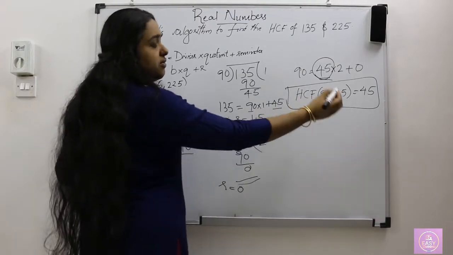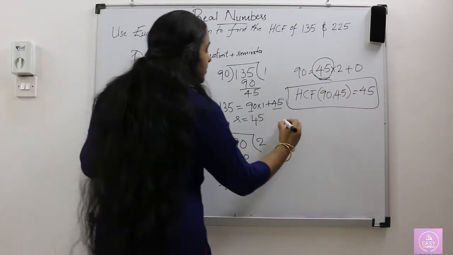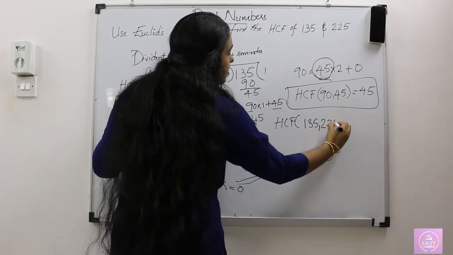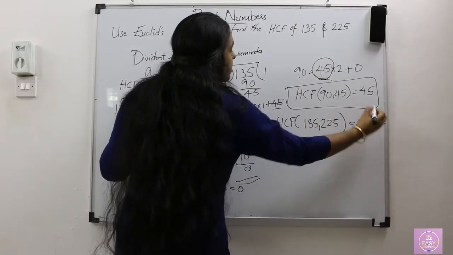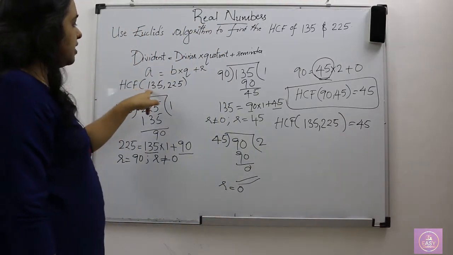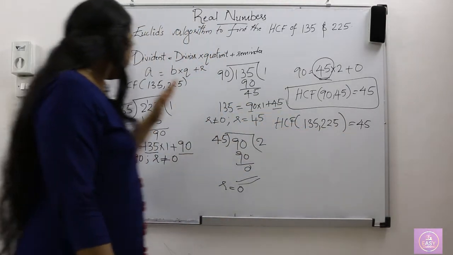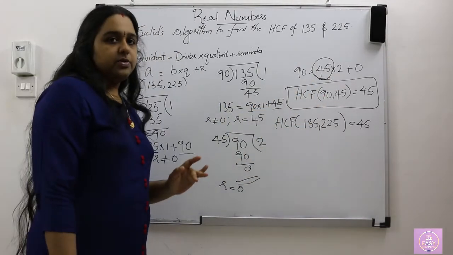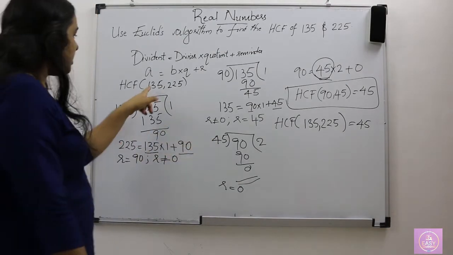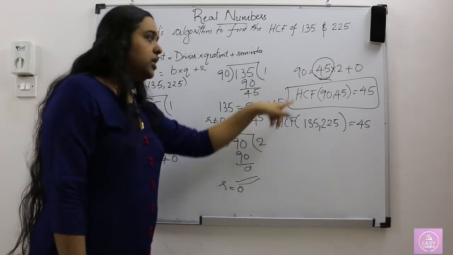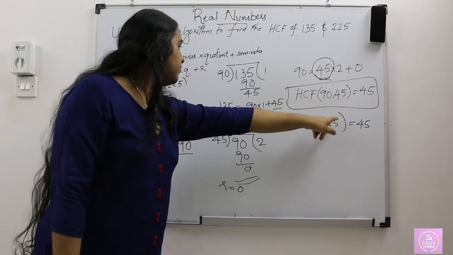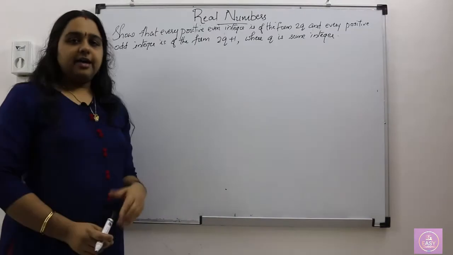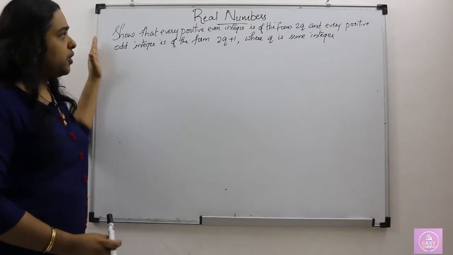So the HCF of 90 and 45 is 45. That means the HCF of 135 and 225 is also equal to 45. Both are the same. We started from here, simplified the whole process, and got 45. So the highest common factor of 135 and 225 is equal to the highest common factor of 90 and 45, which is equal to 45. Is it clear? Listen children, now we are moving on to our next problem.